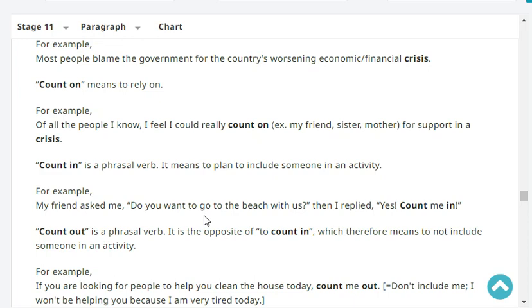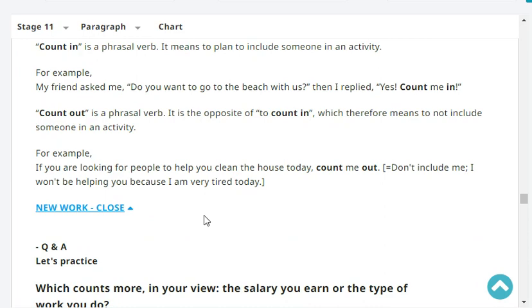Count out is a phrasal verb. It is the opposite of count in, which therefore means to not include someone in an activity. For example, if you are looking for people to help you clean the house today, count me out. I won't be helping you because I am very tired today.